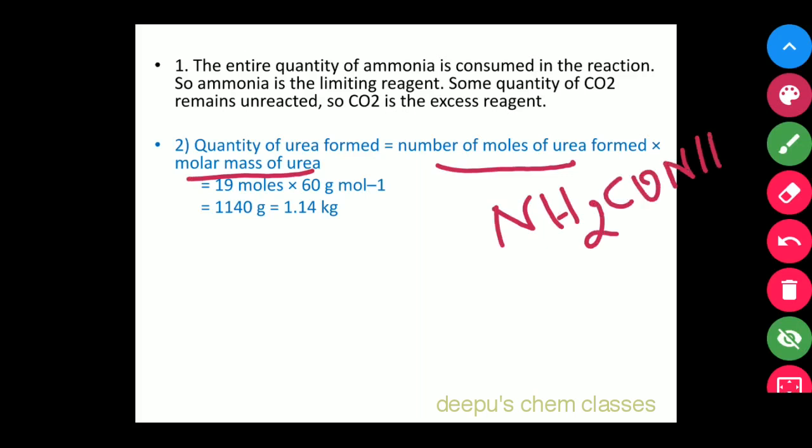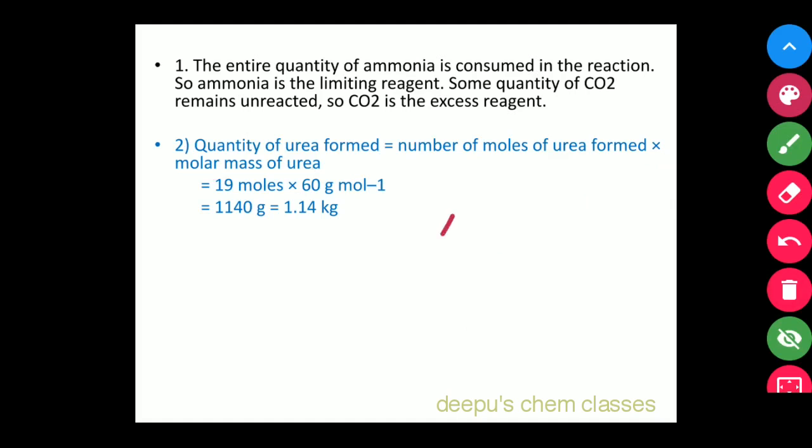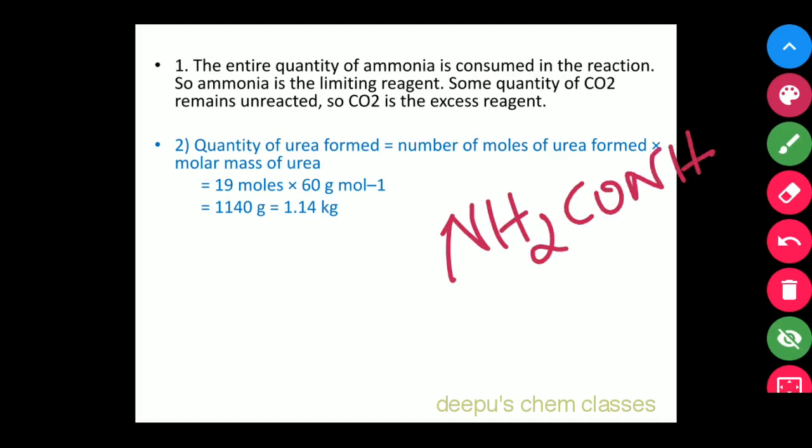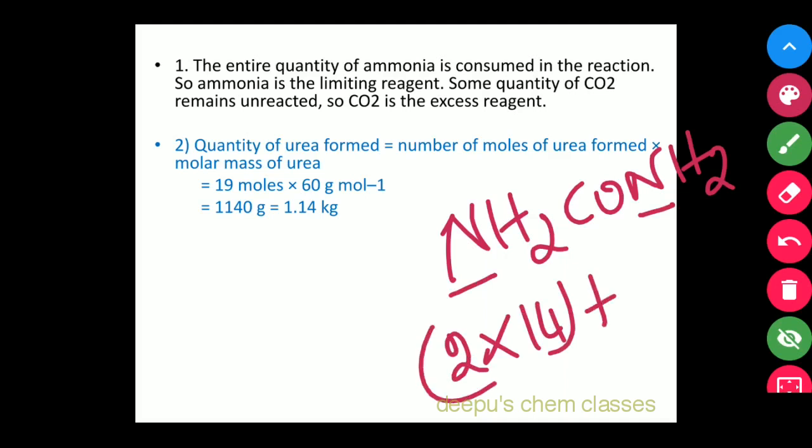NH2CONH2. In order to find out the molar mass, just add up the individual elements' atomic masses. Nitrogen is 14, hydrogen is 1. In NH2CONH2, how many nitrogen atoms are present? 2 nitrogen. Per nitrogen it is 14, so for 2 nitrogen it is 2 into 14, plus for hydrogen it is 1.